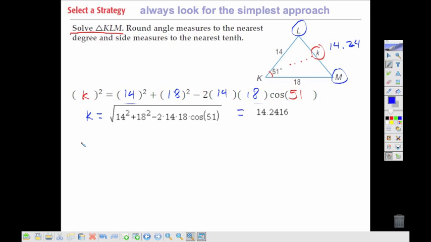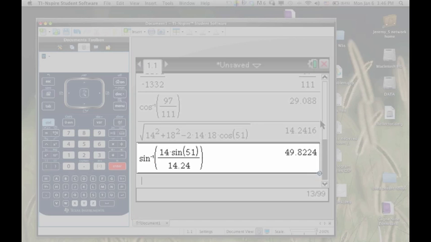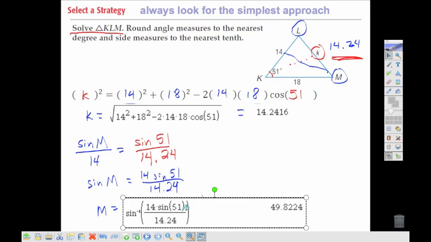Start with angle M here. If we put that over 14, because M is across from 14, and then I want to compare it to the pair that I have. So the sine of 51 over the 14.24, and then using the inverse sine. Now again, I can just plug this into my calculator just like that. Now notice as I do this, I need to be careful with parentheses and grouping symbols to make sure everything's inside of my inverse sine here.